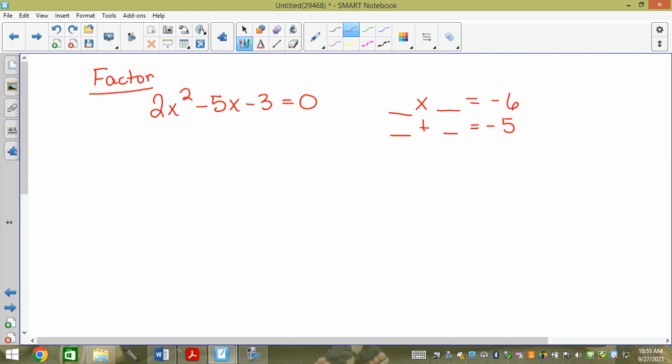Remember, if you draw the blanks, you won't make the mistake. Because if I did negative 2, negative 3, I would realize I got positive 6, and that doesn't work. So you'll catch yourself. In grade 10, this is always the common error that happens. So you do negative 6, positive 1, and try them out.